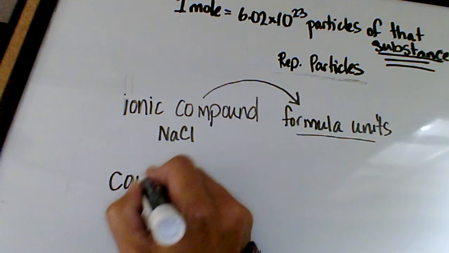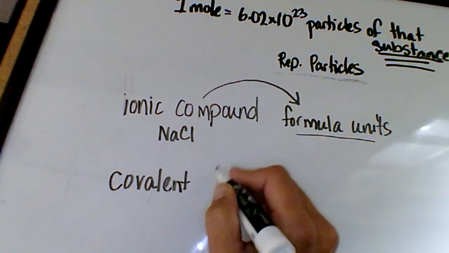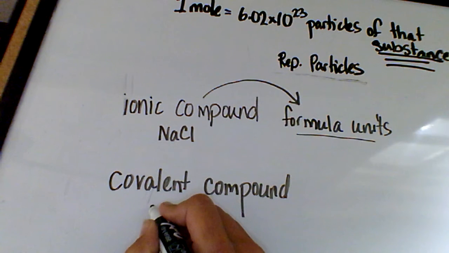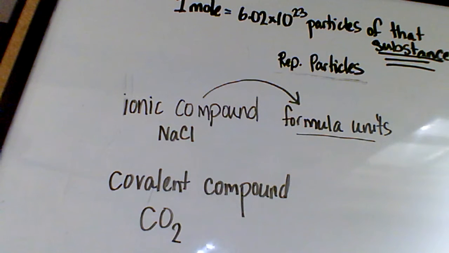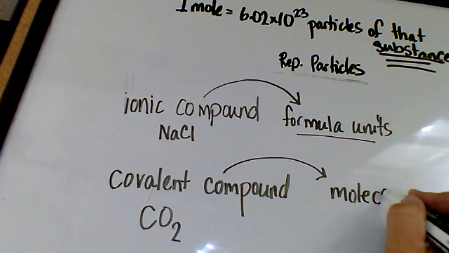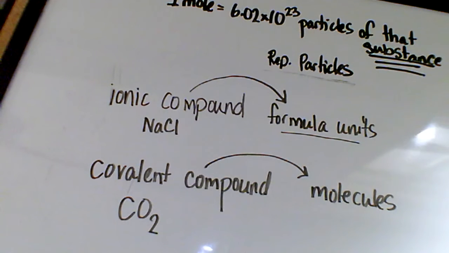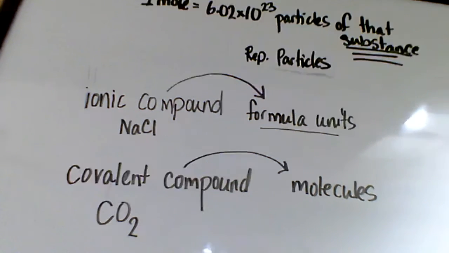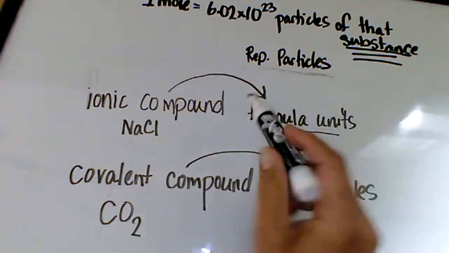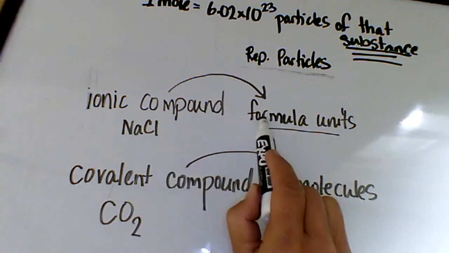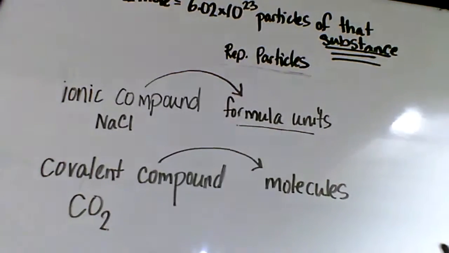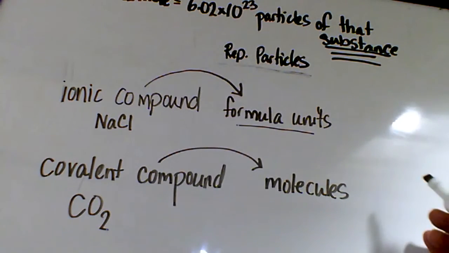In a covalent compound, which includes acids here, such as carbon dioxide, I call these molecules, all right? So the representative particle of a covalent compound is a molecule, okay? I call individual ionic compounds formula units. I call individual covalent compounds molecules. What I did last year and we're doing now is we're taking it 1 step further.